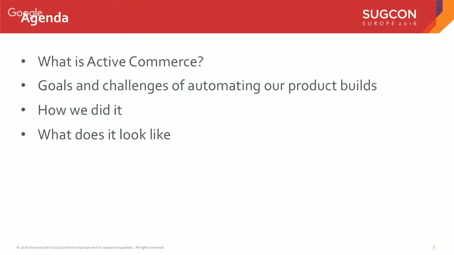So we'll talk about what is Active Commerce, what were our goals and challenges in automating our product builds, why did we do it, and how did we do it. It took a lot of tools to get this done, and we obviously have some very unique requirements that may not apply to your everyday Sitecore project, but the main idea here is to talk about the tools and how they might be useful to you, as well as some particular techniques. And then at the end we'll actually see what it looks like through the magic of time travel and Camtasia.